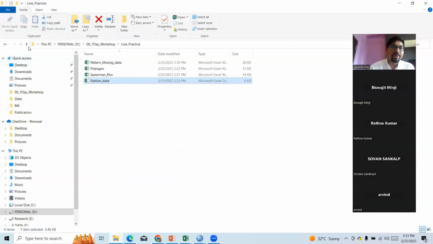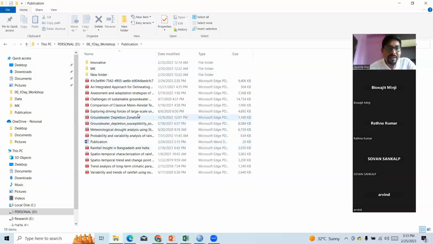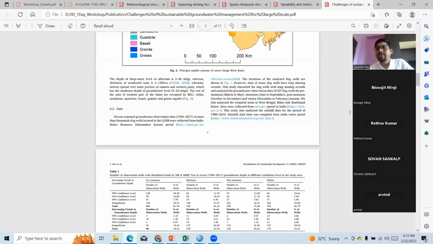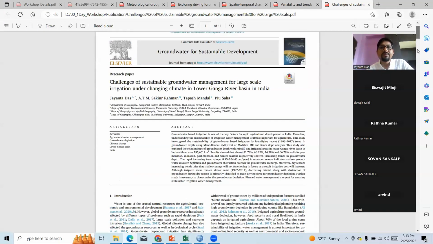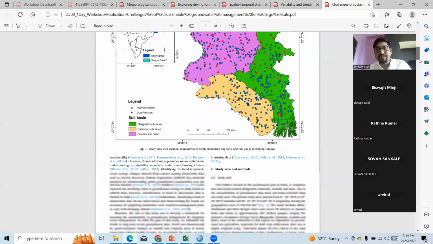It will be better to show my published paper, I think, and how I have arranged this. I have published another paper from Elsevier, Challenges of Sustainable Groundwater Management for Large-Scale Irrigation under Changing Climate in Lower Ganga River Basin. We have used the same data in two papers, but in different ways. Here we have used only one technique, the Mann-Kendall Test.